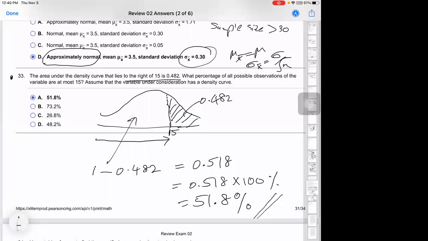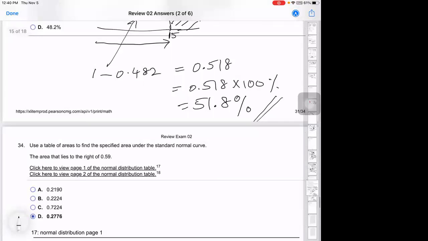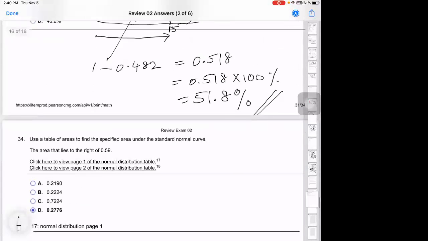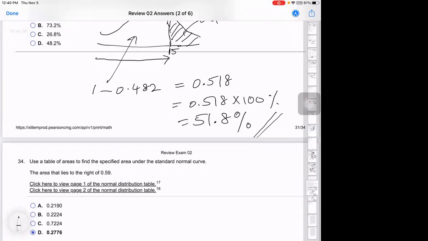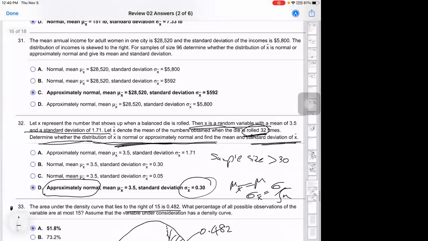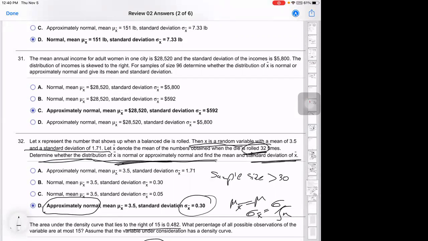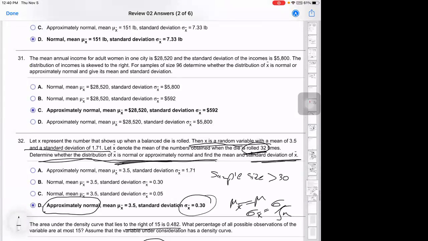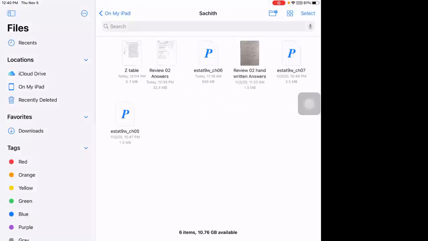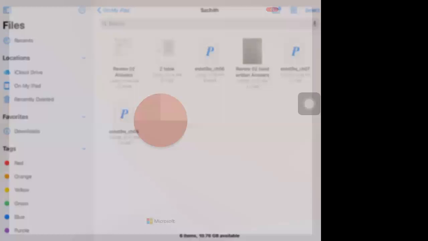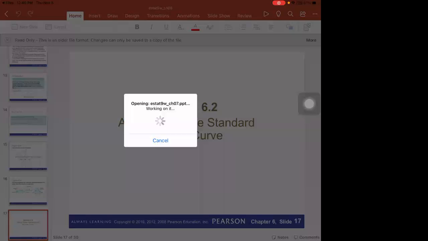So it is easy. The next question is a similar one, and this is how we deal with these questions. Let me show you. Let me go to chapter 7 and show you what we have to do.